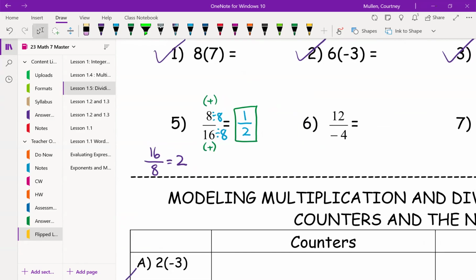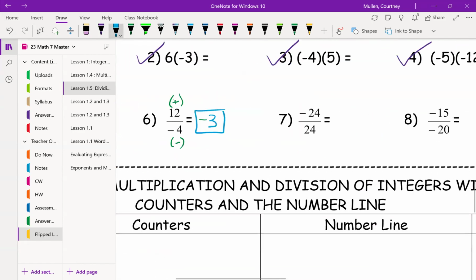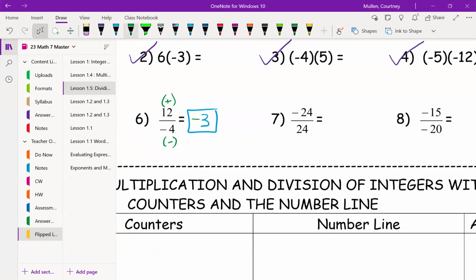Number 6 we just did. We have a positive divided by a negative. Well, a positive divided by a negative is a negative. That's right. And 12 divided by 4 is 3. So our quotient is -3. Number 7. The numerator is a negative. The denominator is a positive. A negative divided by a positive is a negative. And 24 divided by 24 is 1. So our quotient is 1, or -1 rather, when we simplify.